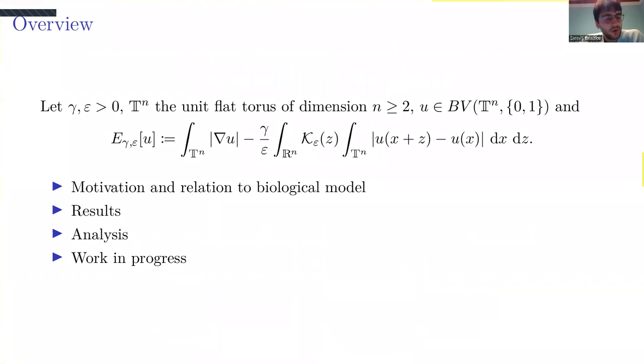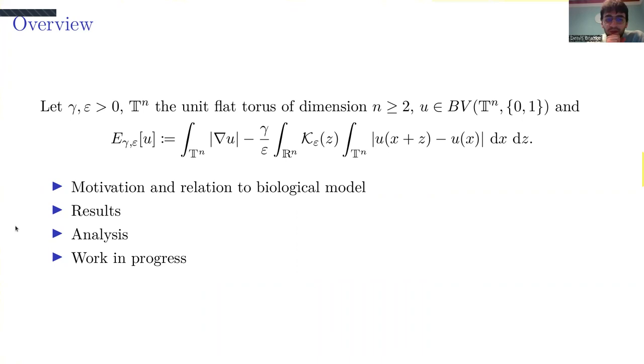Let me give you a brief overview. For two parameters, gamma and epsilon, and the unit flat torus, usually of dimension bigger than one, and a function u in BV, we will talk about this energy functional right here. By the way, can you see my mouse? Yes, we can. Okay, thank you.